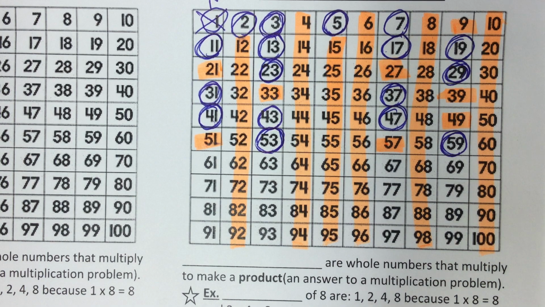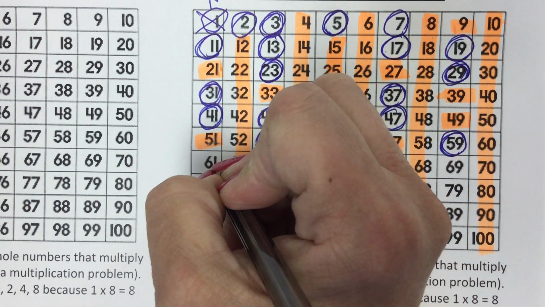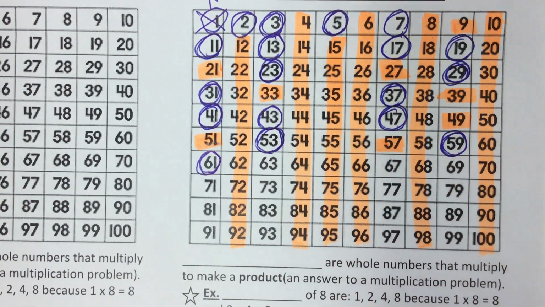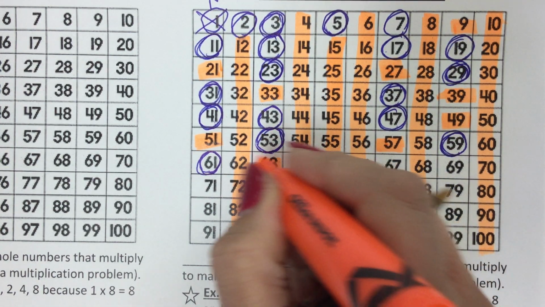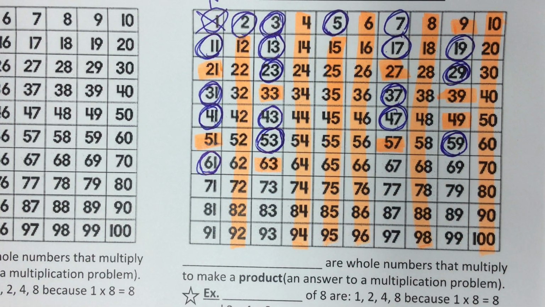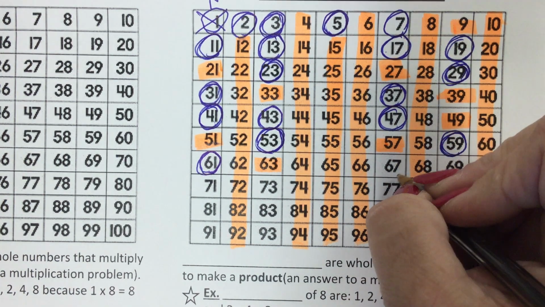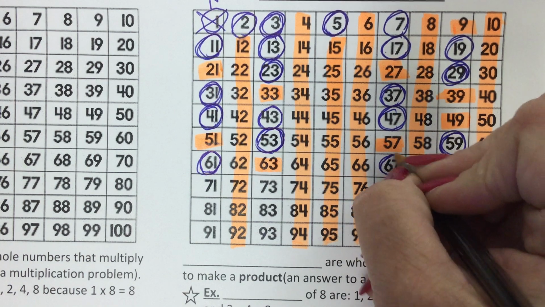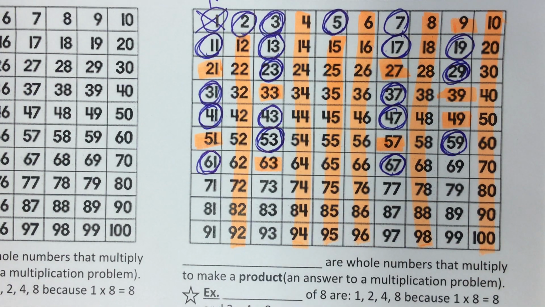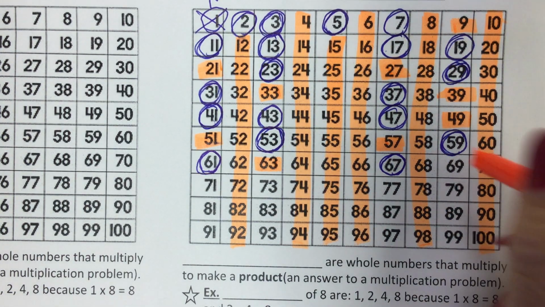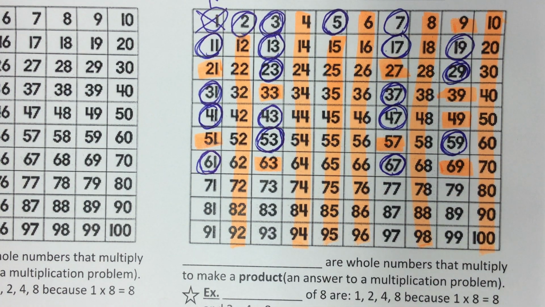Okay, 61, 6 plus 1 is 7. It is a prime number. 63, 6 plus 3 is 9, making it a composite number because 3 and 9 both go into it. 67, 6 plus 7 is 13. It is going to be a prime number. 69, 6 plus 9 is 15, making it a composite number.